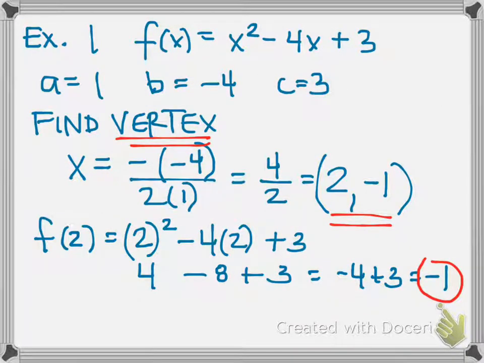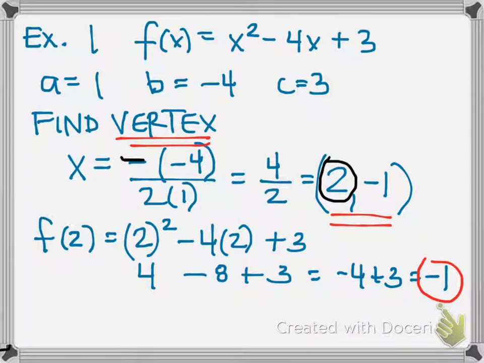So here's an example. F of x equals x squared minus 4x plus 3. I wrote down the values of a, b, and c. A is 1, b is negative 4, and c is 3. So in order to find the vertex, you use this formula: negative b over 2a. I put the negative 4 in, all over 2a. Then I multiply these two negatives and get positive 4, all over 2. 4 divided by 2 gives me the 2.